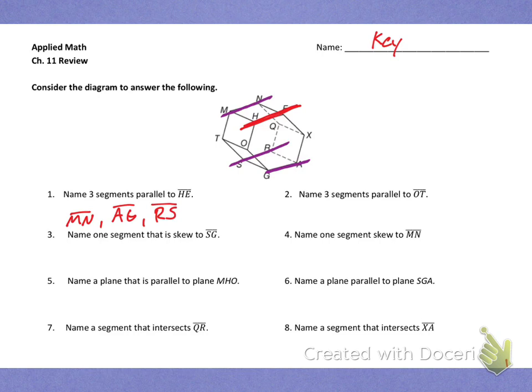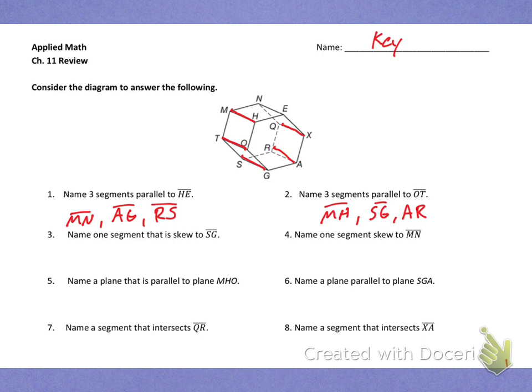Name three segments parallel to OT. So let me erase this real quick. So I have OT. So again, I just got to find three segments parallel to that. I could call that MH, SG, and AR. You could also use QX. So just naming three of them would be MH, SG, AR.